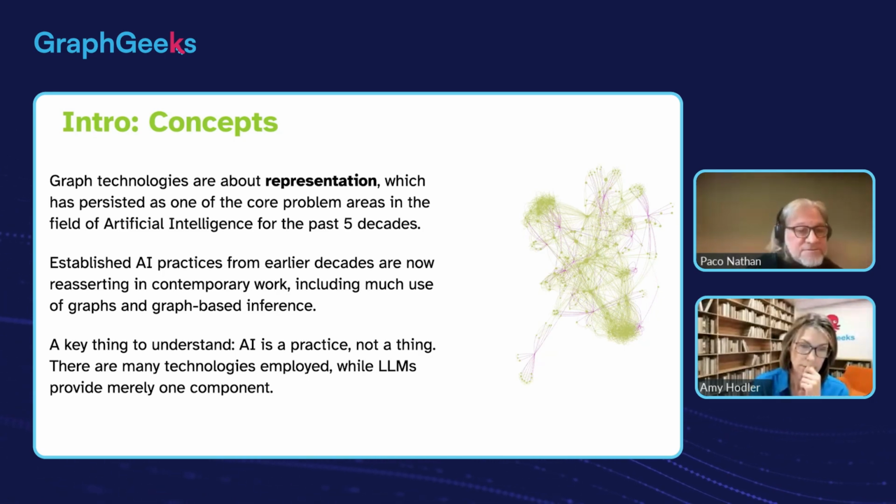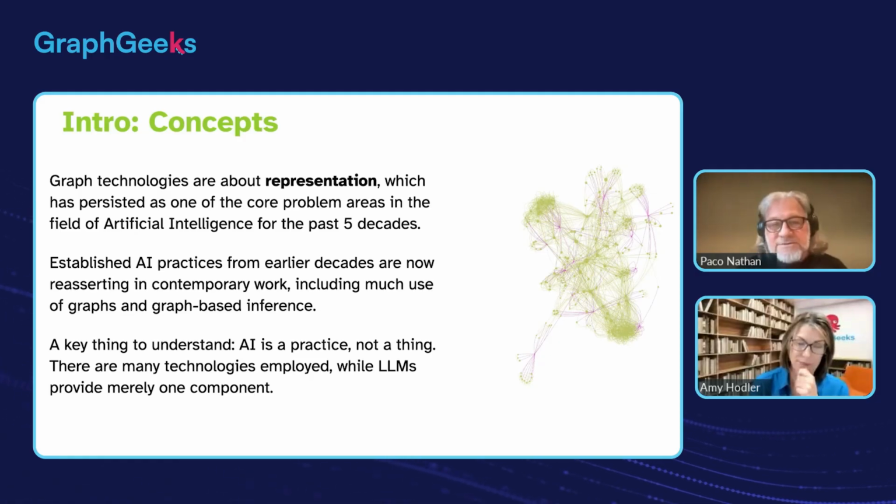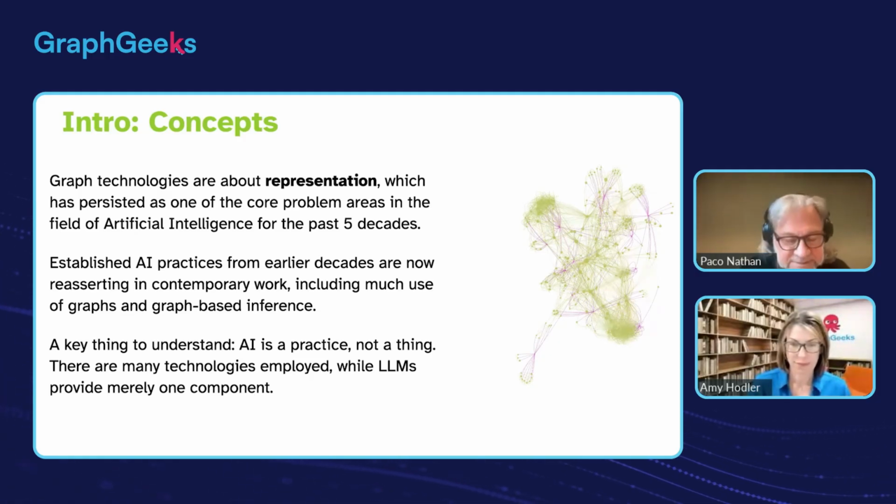I know there's a lot of discussion about LLMs right now. LLMs are not the end-all, be-all of AI. It's merely one component, and I just really want to back off on that. So please do not ask me, why aren't you just using an LLM to do all this instead? Because that is not what we're talking about here. We're going to talk about AI as a practice.